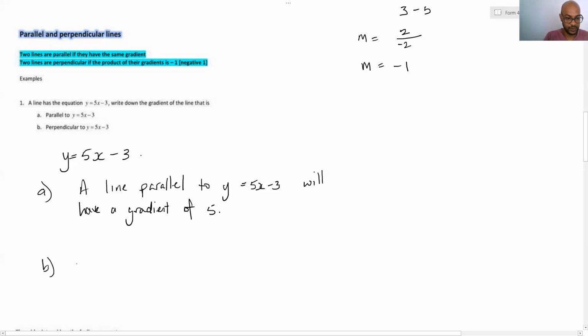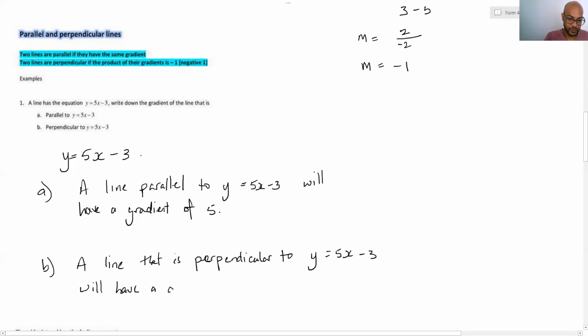And B, a line that is perpendicular to y is equal to 5x minus 3 will have a gradient of what we said when we were looking at the gradient of a perpendicular line. We need the reciprocal of that gradient, right? So we're going to get negative, because this is positive, and we flip it, it'll be -1/5. All right.